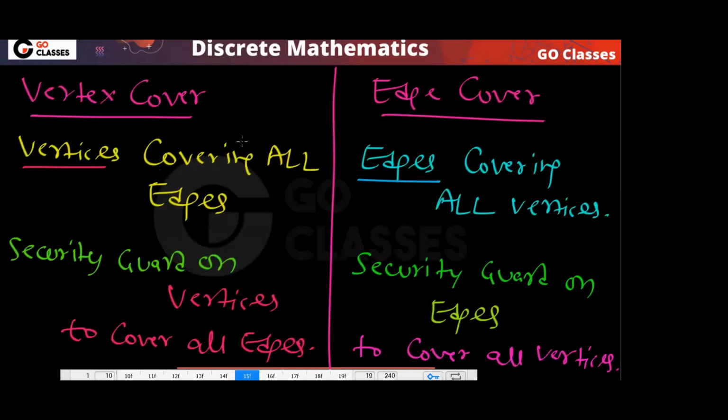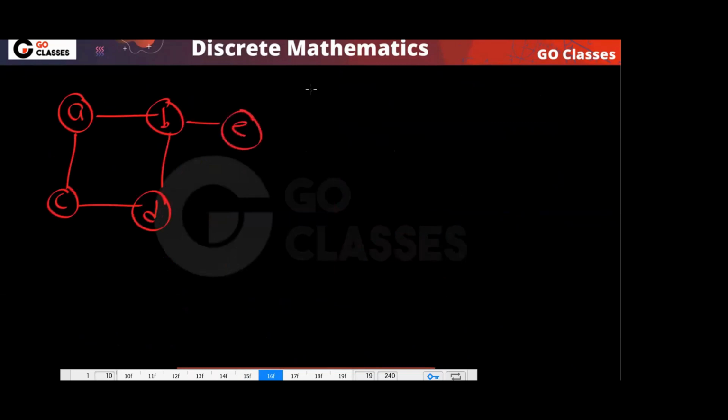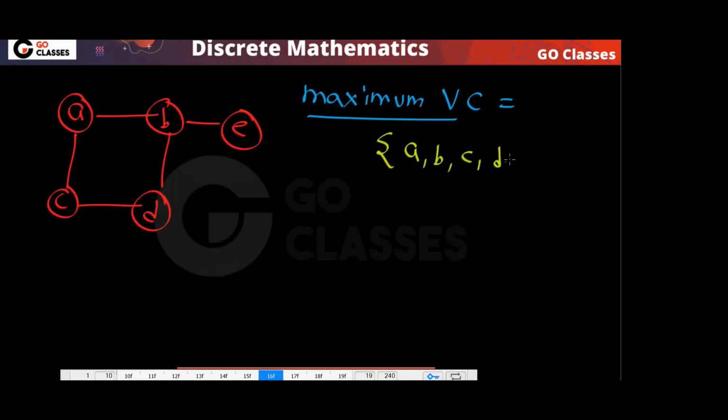Now, in both these scenarios, what is the interesting problem? For example, if I give you this graph with vertices A, B, C, D, E, tell me, is maximum vertex cover an interesting problem? This is not an interesting problem, because you don't even have to apply your brain. What will be your answer? You can simply take all the vertices.